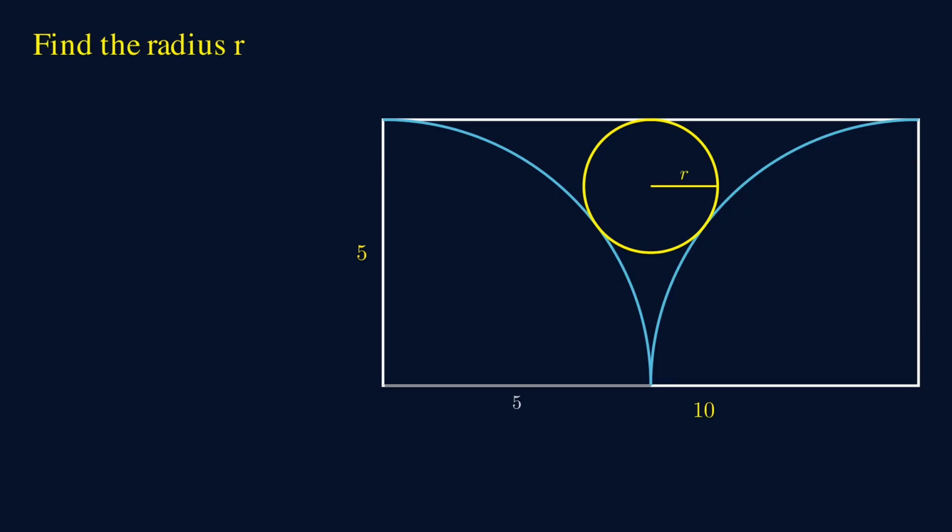So here's what's going on. We've got a rectangle that's 10 units wide and 5 units tall. Inside the bottom corners of that rectangle, we draw 2 quarter circles, each with radius 5, and then sitting near the top of the rectangle, there's a smaller circle that's tangent to the top edge and tangent to both quarter circles. We need to find the radius of that small circle.